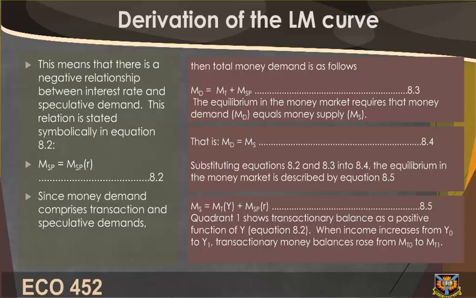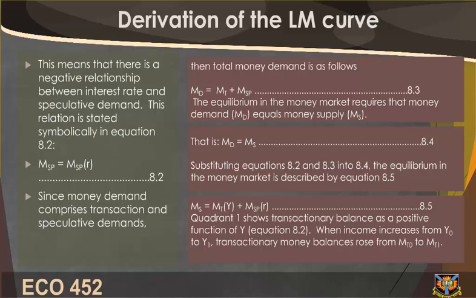Since money demand comprises transaction and speculative demand, then total money demand is as follows. The equilibrium in the money market requires that money demand MD equals money supply MS, that is, MD is equal to MS. Substituting equations 8.2 and 8.3 into 8.4, the equilibrium in the money market is described by equation 8.5.